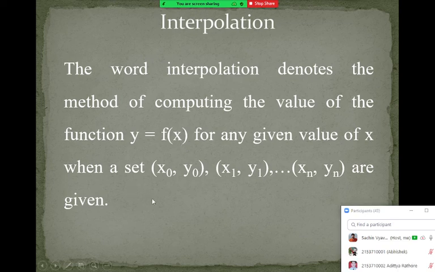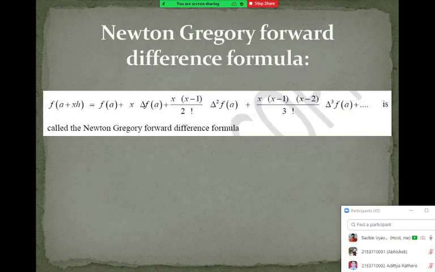Okay, good. So come to the formula here. The formula is again without derivation; we are not going to derive it. The formula is f of a plus xh is equal to f of a plus x delta fa plus x into x minus 1 upon 2 factorial delta square fa plus so on. That formula is known as Newton's Gregory forward interpolation formula. This is the forward difference interpolation formula.